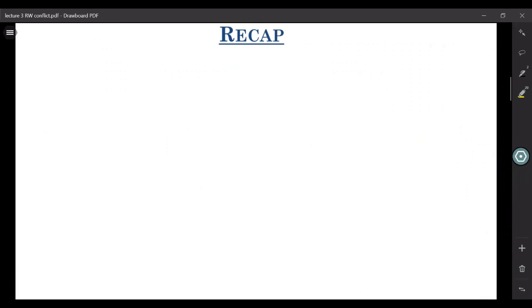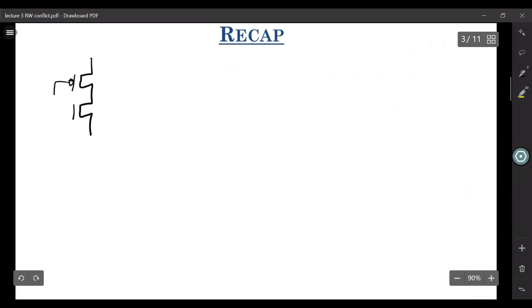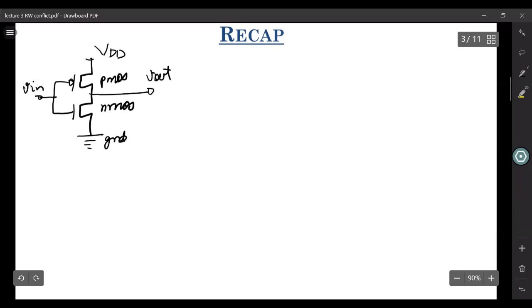So let me draw the schematic of a CMOS inverter. In a CMOS inverter, we have this PMOS in series with an NMOS. We have this input, which is connected to the gate terminal. We have this VDD, then we have this ground. And what is connected to its output terminal? It's a load capacitor.